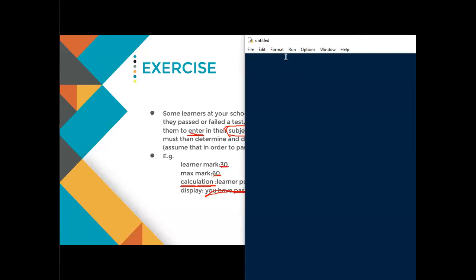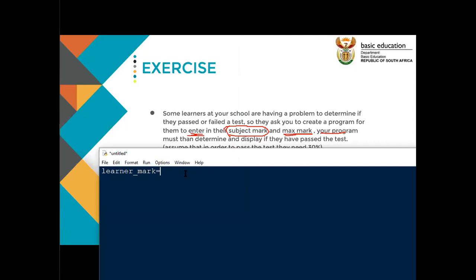The first thing, we're going to enter in the learner's mark. So we're going to go learner mark is equal to, and since the person that's using my computer is going to enter it, it's going to be input. So I'm going to say input, and I'm going to ask, what is your mark?